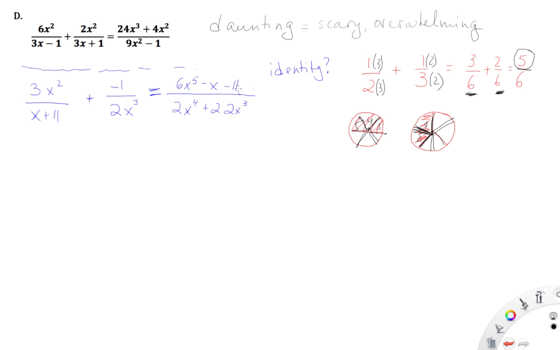Well, we've got to do exactly the same thing here. We need to make sure that this denominator over here is equal to this denominator over here. And the best thing to do is just multiply this denominator by 2x to the third power and multiply this one by x plus 11. And if I do it to the bottom, I gotta do it to the top so that I don't change the fraction. And here I'm gonna do x plus 11.